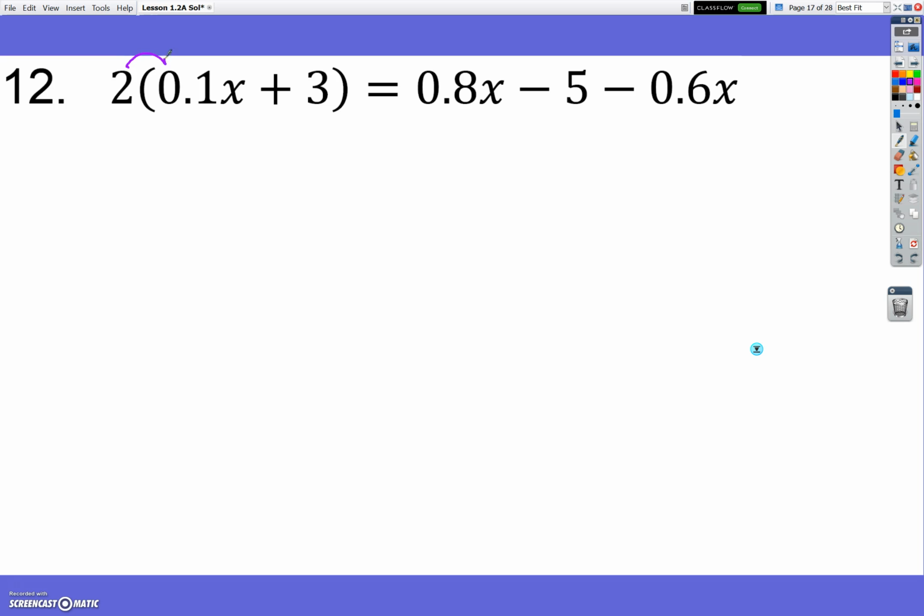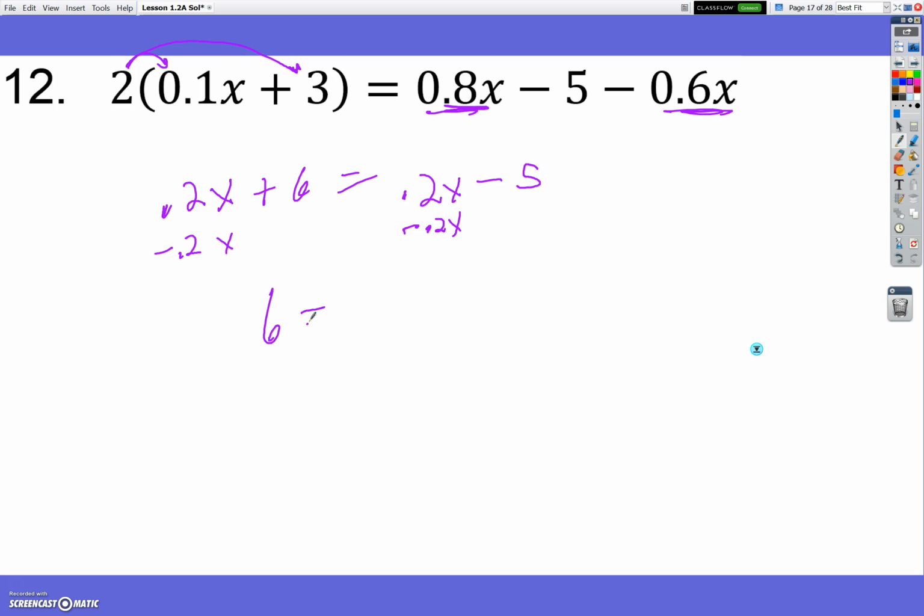So the first thing I'm going to do is distribute this 0.2 to the 2 and the 0.1 to the 60, to get 0.2x plus 6. And when I combine like terms here, it's going to equal 0.2x is equal to, or excuse me, minus 5. Now similar here, when I subtract 0.2x on both sides, I'm left with 6 equals negative 5. I have no more variables left, and I'm left with a false statement. This is not true. So therefore, this would be no solution.